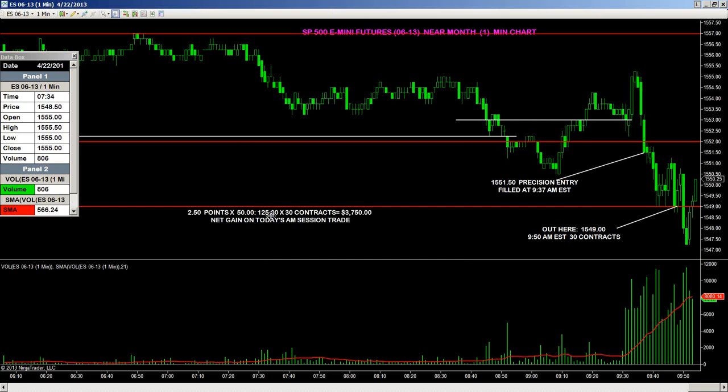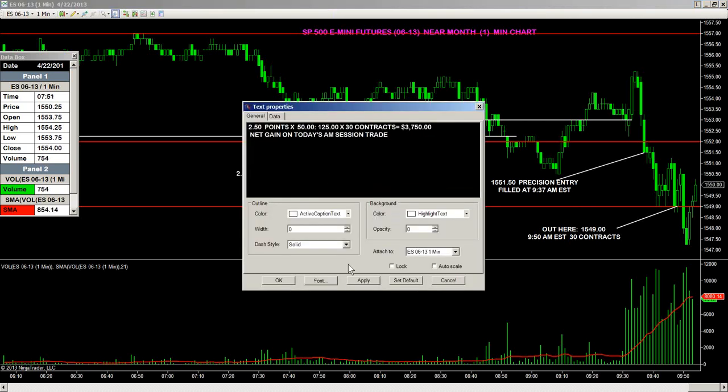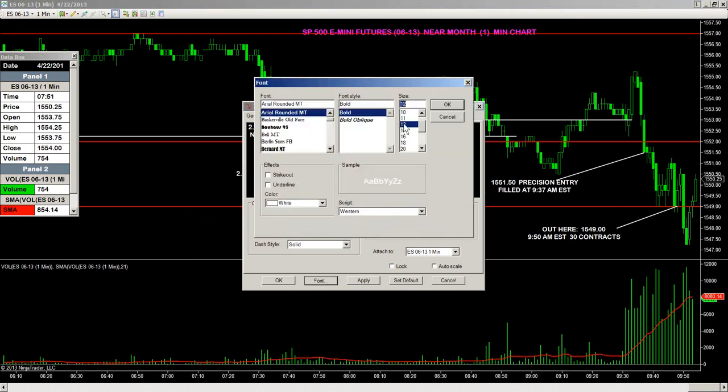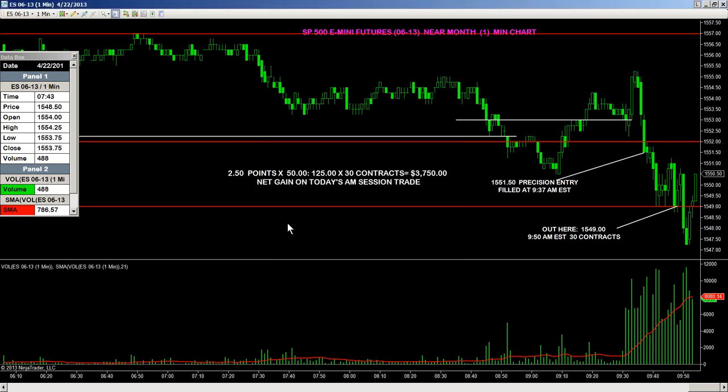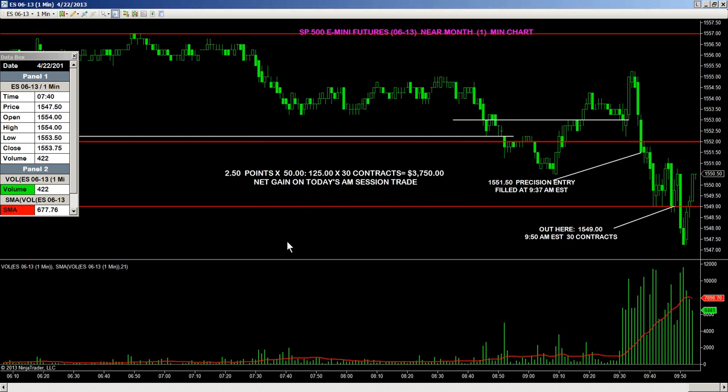So as it turned out, for today's session, we had a 2.5 point gain times $50 for every full point move in the E-mini S&P 500 futures market for a $125 gain per contract times 30 contracts that were traded, a net gain for the trade of $3,750. And you saw it all here in real time.